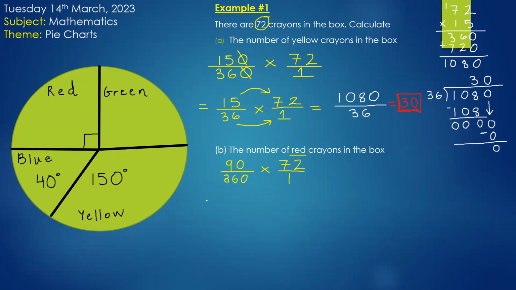Can we cancel? Yes, sir. Yeah, the 0 from the 90 and the 0 from the 360. Yes, these two could cancel. So we're left with 9 over 36 multiplied by 72 over 1.